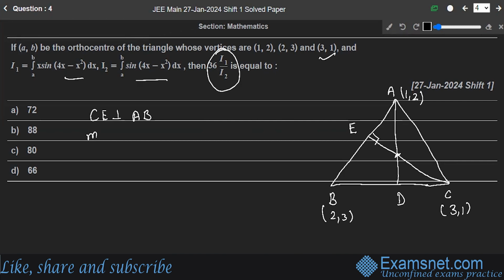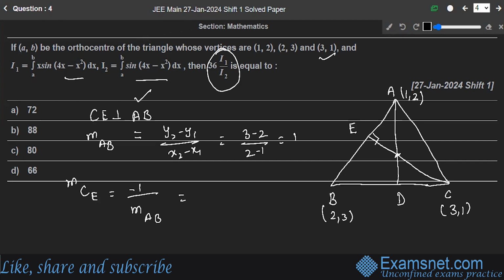Let's find out the slope of AB. Slope of AB is given by y2 minus y1 upon x2 minus x1. This is equal to 3 minus 2 upon 2 minus 1, that is equal to 1. So slope of AB is equal to 1. CE is perpendicular to AB, so slope of CE will be minus 1 upon slope of AB. So this will be minus 1 upon 1, that will be minus 1 only.